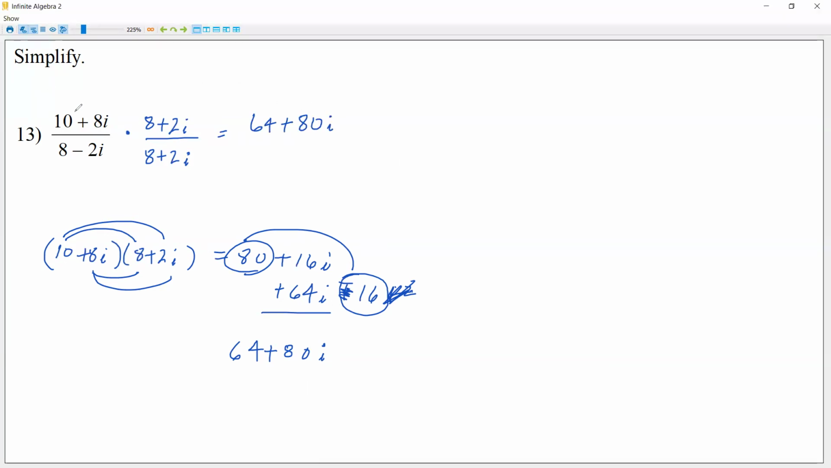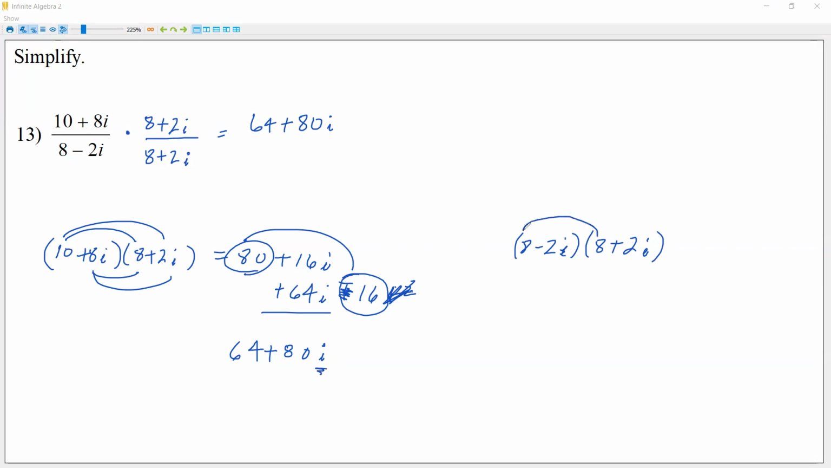Okay. So now we're ready to do the denominator. So 8 minus 2i times 8 plus 2i. And remember, the whole reason that we're multiplying by this complex conjugate is to get rid of the i in the denominator. So when we get this answer, we should not have an i term like we did for the top.